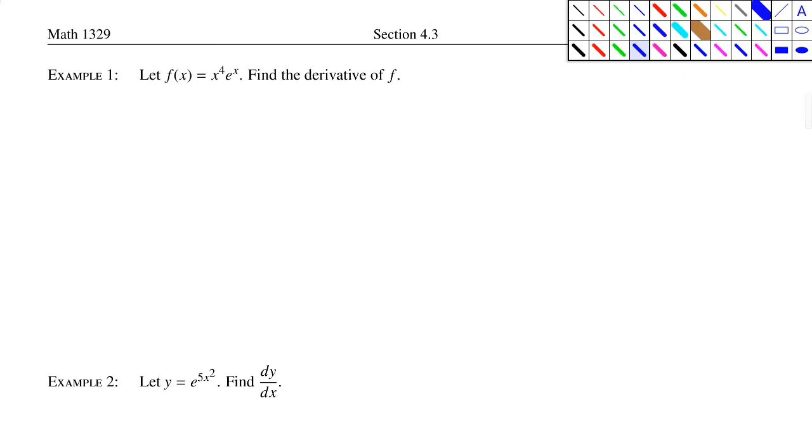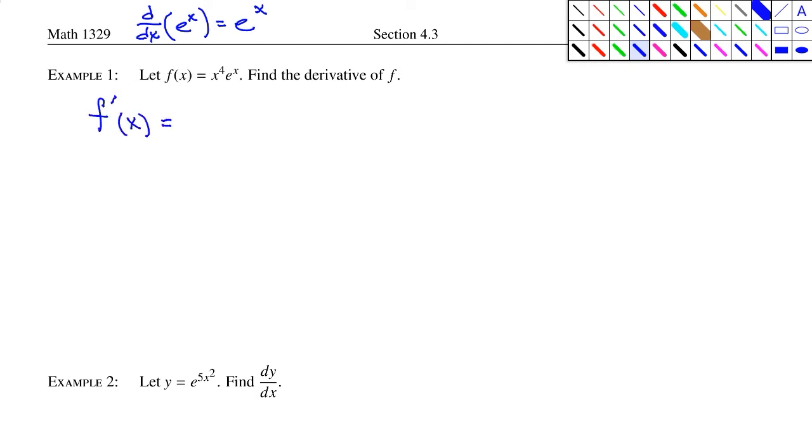Let's take a look at example number 1. Let's write what we know so far. So the derivative of e to the x is e to the x itself. And example number 1 says, let f of x equal x to the fourth times e to the x. Find the derivative of f. So we have to use the product rule.